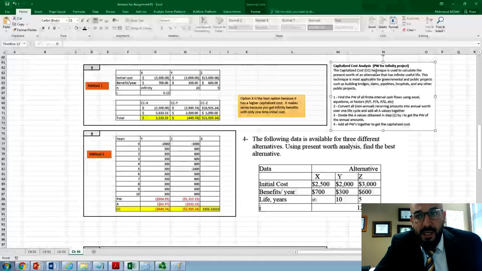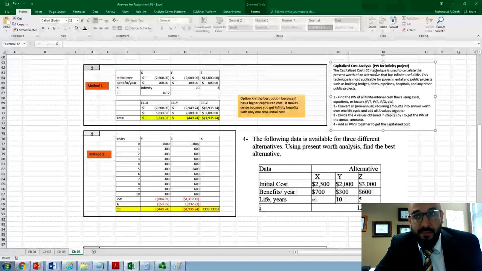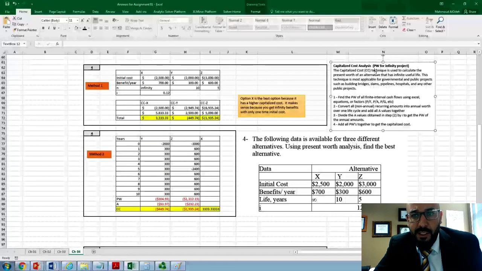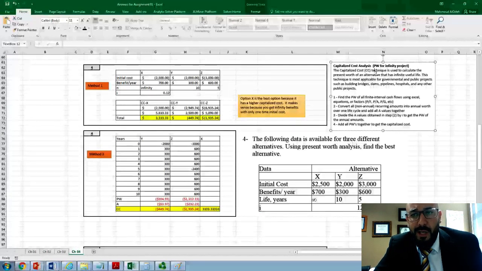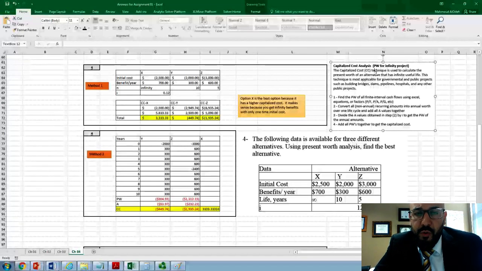It's a technique that we use to calculate the present worth, so another name for the present worth, but for an alternative that has an infinite useful life. This technique is most applicable in government and public projects. So whenever you have a project that is infinite, like government projects, such as building bridges, hospitals, parks, any public facility that will last forever, we call it capitalized cost. We don't call it a present worth, but we use a present worth to calculate the capitalized cost.